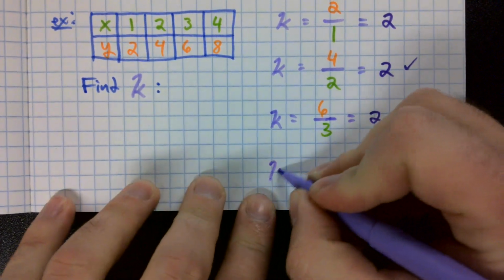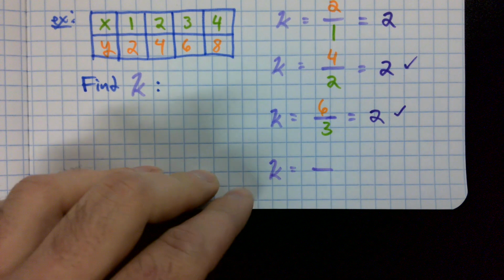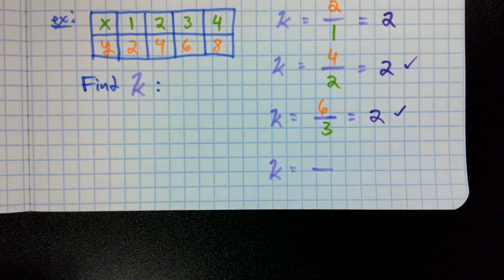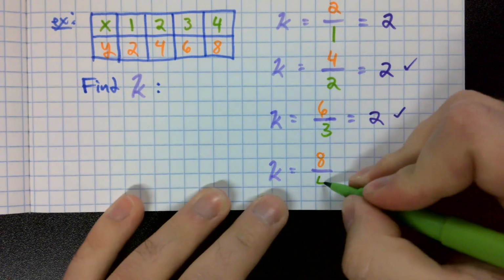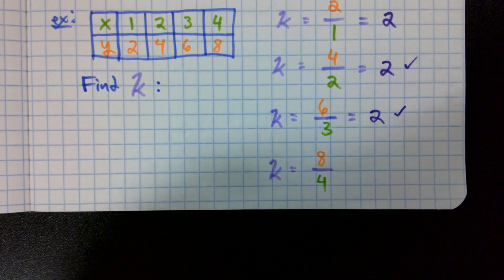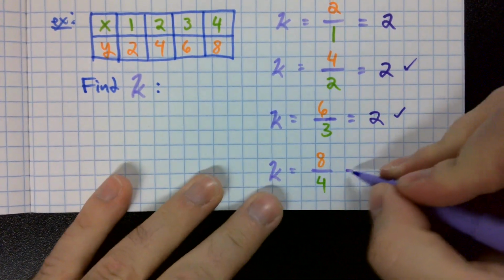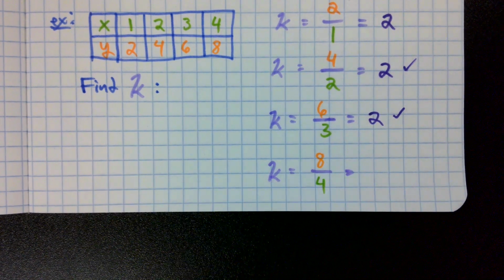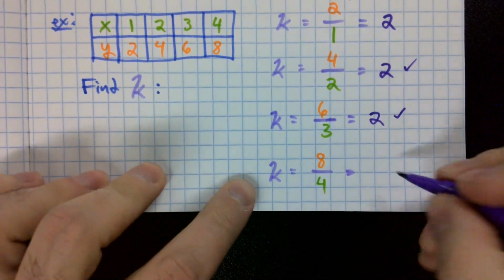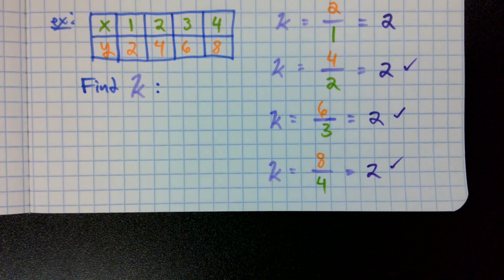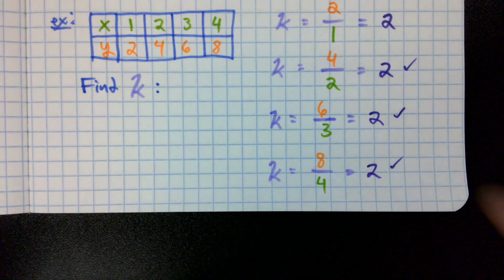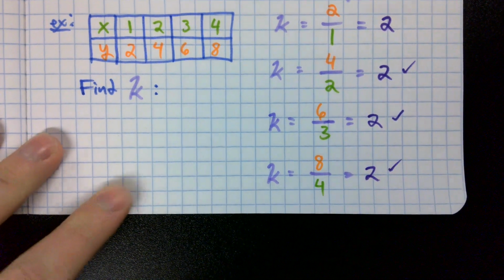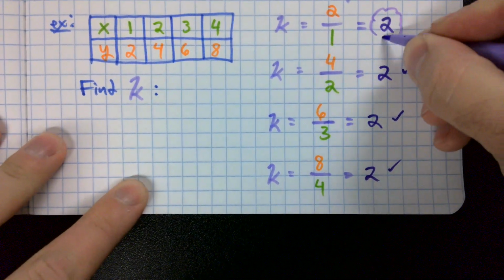We got one more to do. What's that last fraction going to look like? 8 over 4. Exactly. Why aren't you over your x. Y over x gives us 8 over 4. And what is 8 over 4 simplified to? 2. Boom. All 4 of our k's that we found are the exact same number.